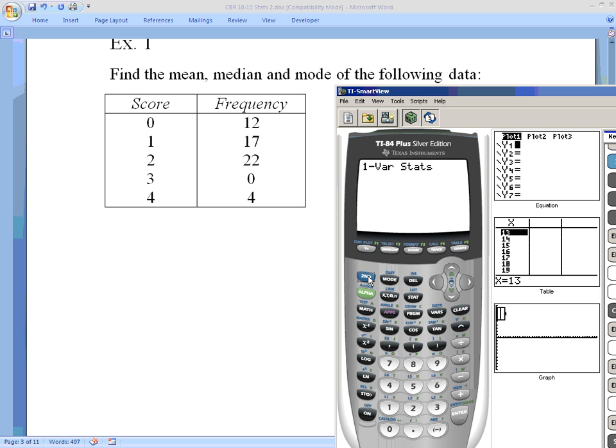The first list is always your data list, and I'm going to tell it that it's L1. The way I got that was pressing the second key and then the number 1. And then I'm going to put a comma in, which is right above the 7. And now I'm going to tell the calculator where my frequency list is.